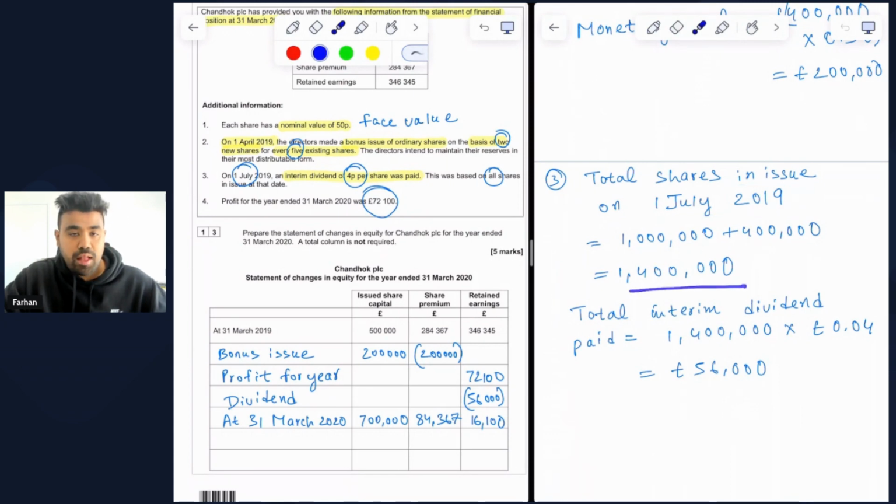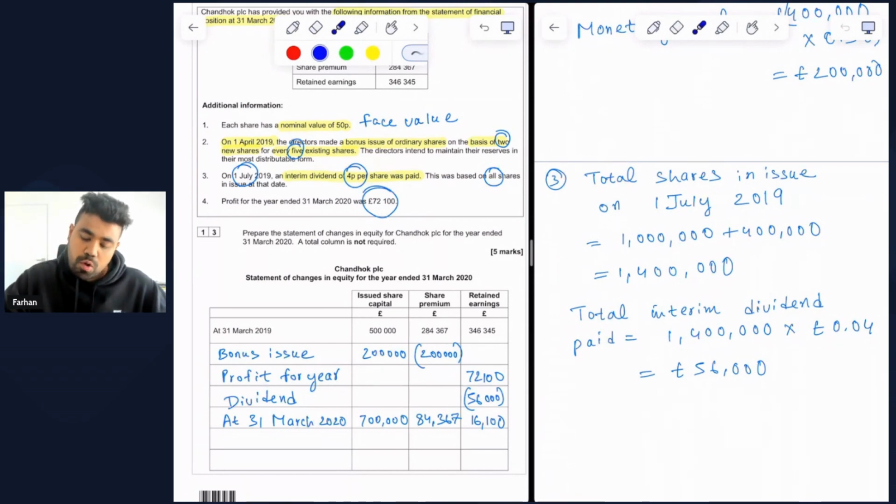Now, if you want to calculate the amount of dividend that has been paid on 1,400,000 shares, we simply take the number of shares we have, which is 1,400,000, and multiply it with the dividend that we have paid per share, which is 4 pence. Now, 4 pence can be expressed as 0.04 pounds. And you need to be careful in exam to not multiply with 4, but rather multiply with 0.04. So it makes sure that all the numbers have been aligned in terms of pounds.